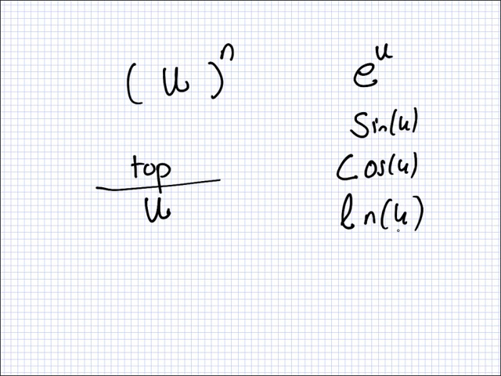Now, these are just some guidelines, okay? It's not like every situation will be like this. For the logs, if you have a constant in front of the log, so it's 2 ln u, then you might think to take u squared. But I would leave the 2 out, because you don't want to be introducing squares. It might make things more complicated.